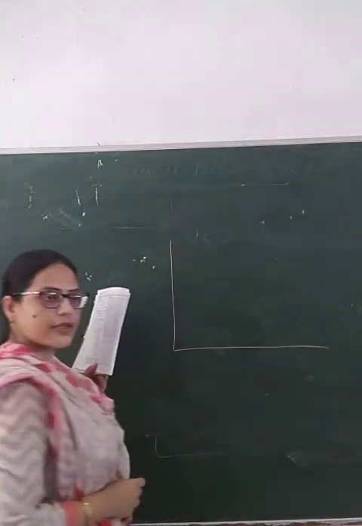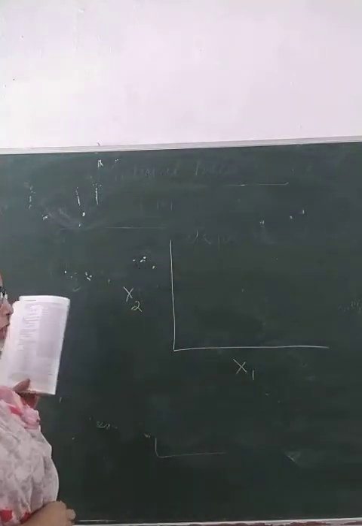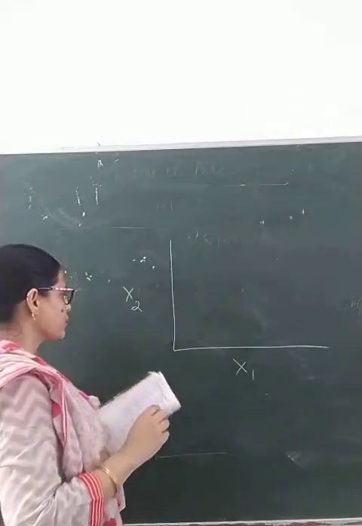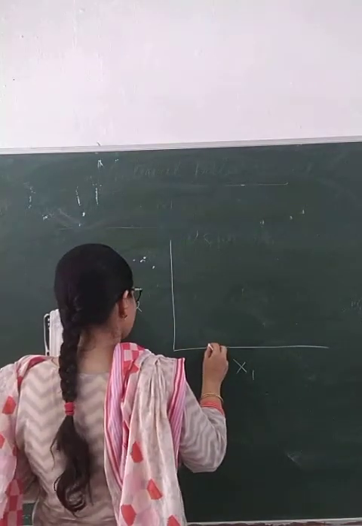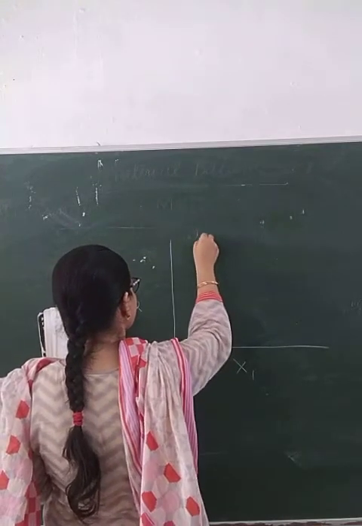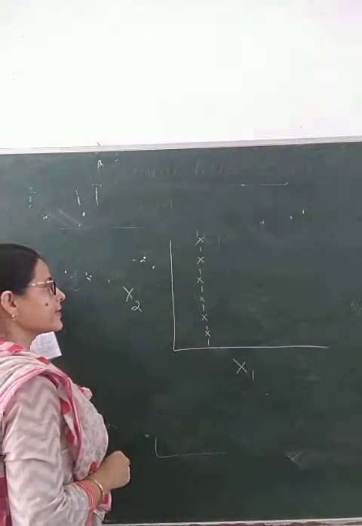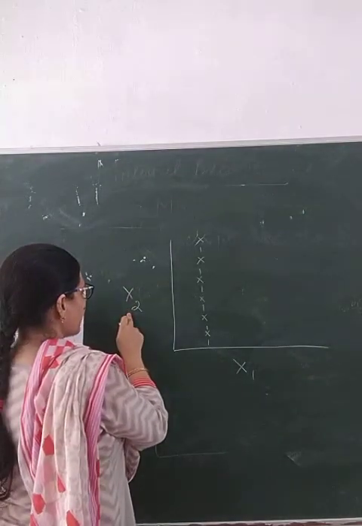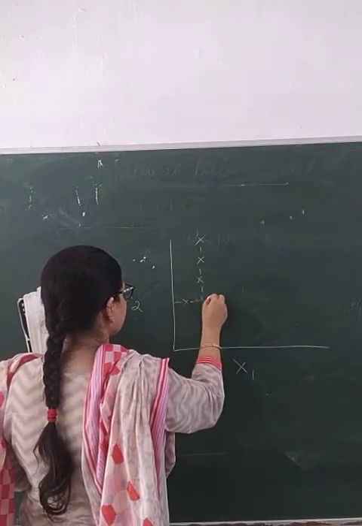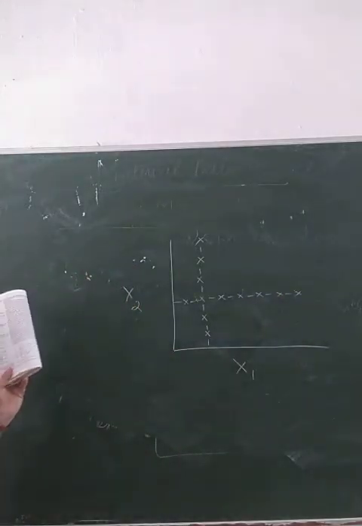We are taking into consideration two variables, x1, x2. Now, if we are keeping x1 constant and changing x2, we are getting this vertical line. Then in the second step, we are making x2 constant and changing x1. So we are getting such a plot.